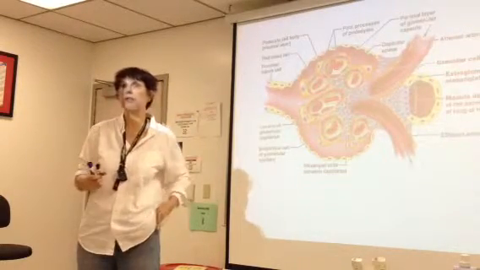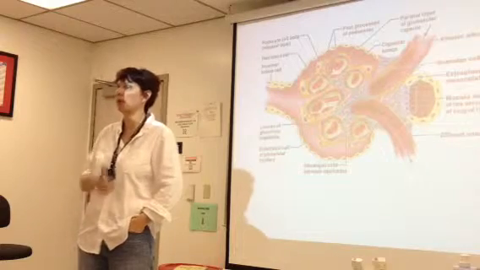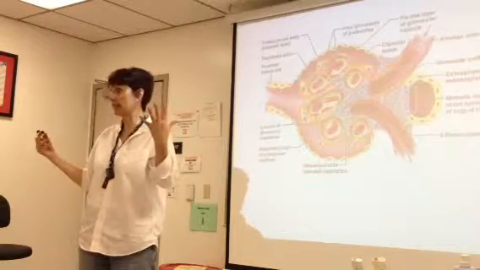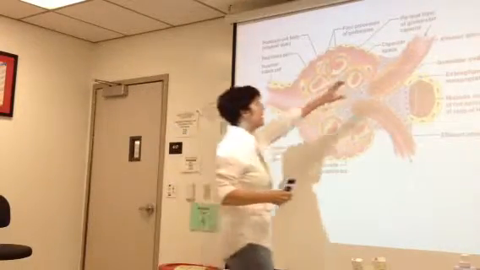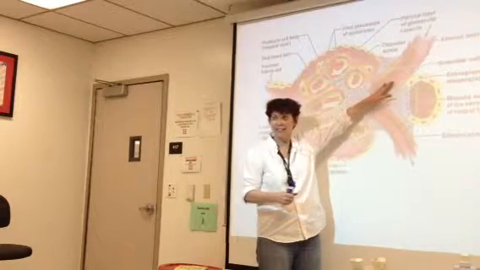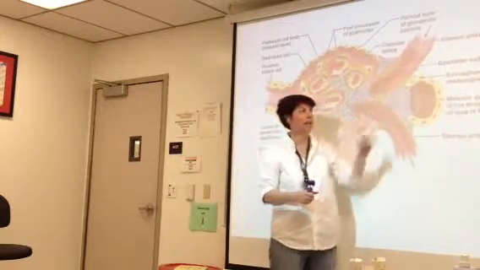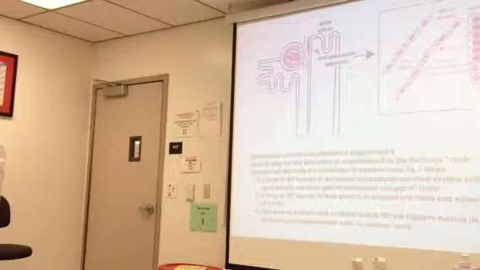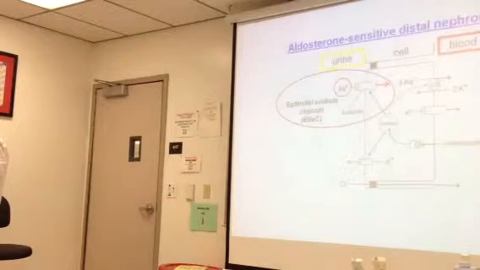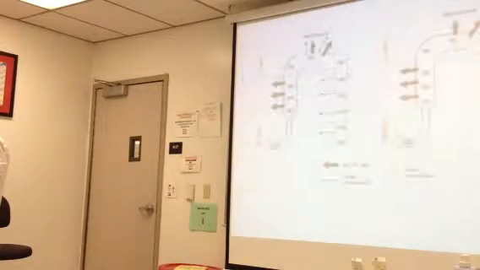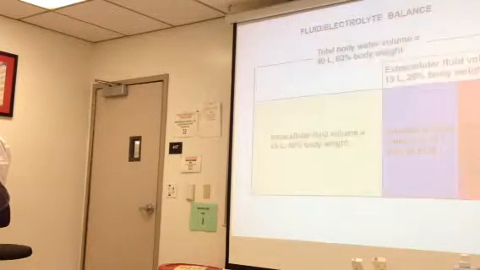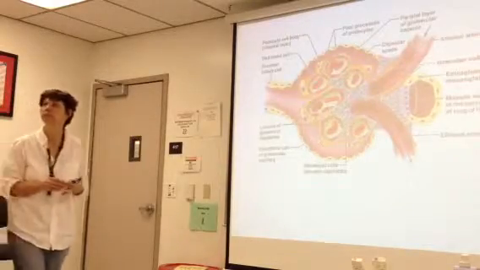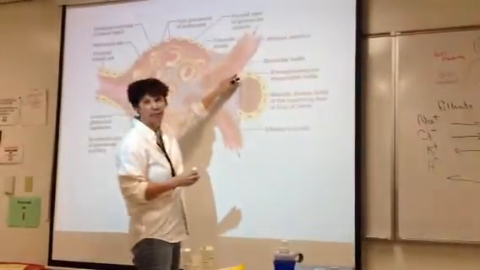But let's say that you're dehydrated, you're hemorrhaging, you've got ulcers in your stomach and you're losing blood. That's a systemic effect. That's going to result in decreased pressure here in the afferent arteriole. And so as a response to that, those granular cells or juxtaglomerular cells will release renin. So that is what the granules are.